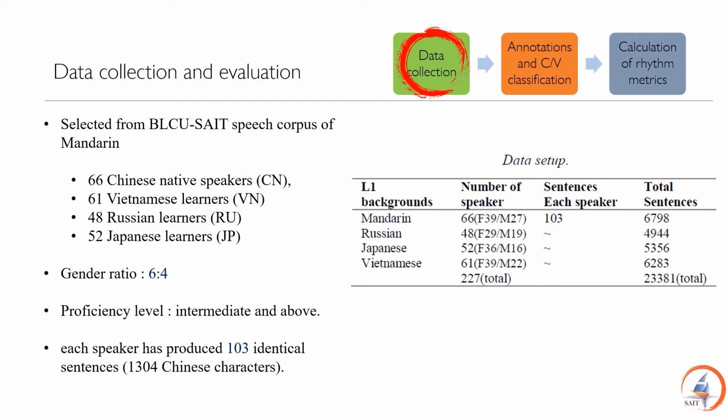A total of 227 speakers were selected from the BLCU SAIG corpus of Mandarin to minimize the influence of speaker variability. There are 16 native speakers as the control group, 16 Vietnamese learners, 48 Russian learners, and 52 Japanese learners of Mandarin. Gender ratio is approximately 6:4, and the proficiency level was intermediate and above. In addition, each speaker had produced 103 identical sentences. The left column shows the detailed setup in this experiment.